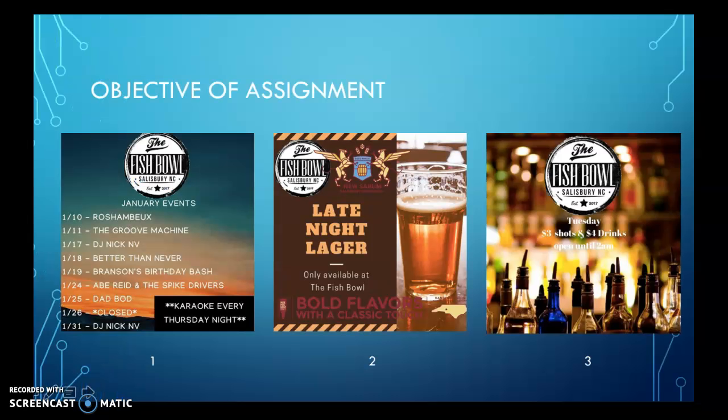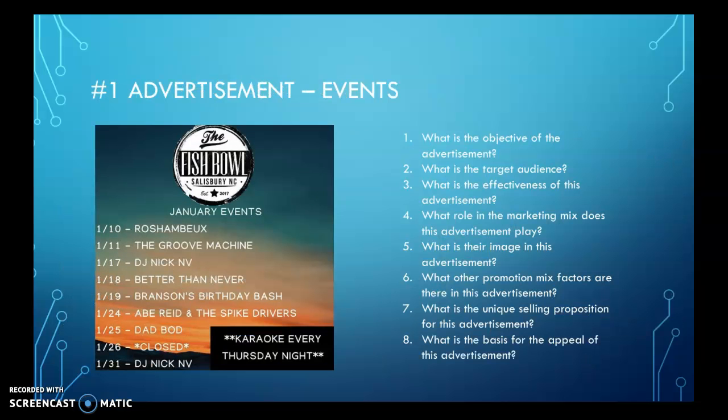I want to talk about the overall objective of this assignment. I'm analyzing these three ads, first the January events one. The first advertisement is the events advertisement. What is the objective of this advertisement exactly? It's to tell their customers when the events are happening, what the events are, who these people are, and when they're closed, things of that nature.